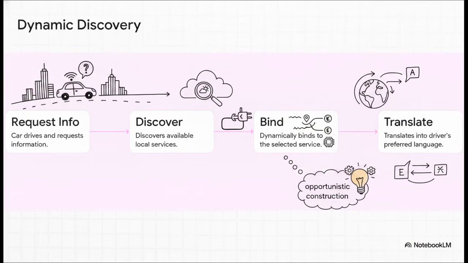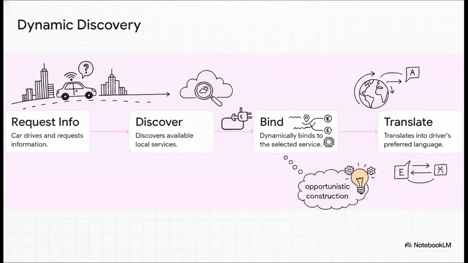Let's break down the chronological steps of what's happening in that dynamic discovery process. First, the car drives into a totally new city and requests information. Second, instead of relying on some hard-coded weather app for a specific town, it discovers a local weather service based purely on its current GPS coordinates. Third, it dynamically binds to that local service on the spot.